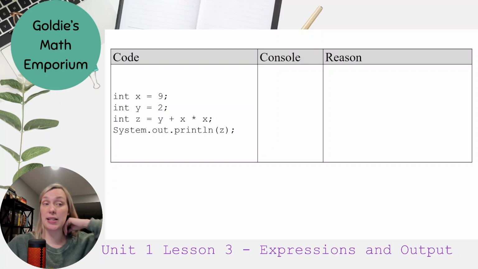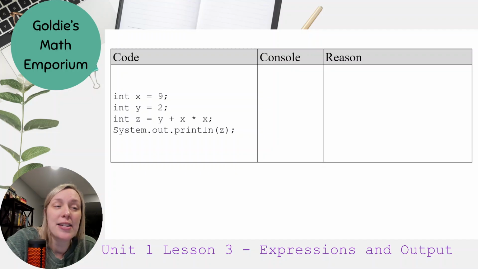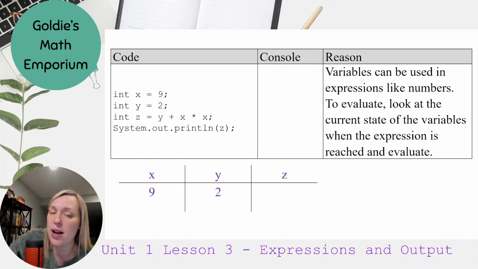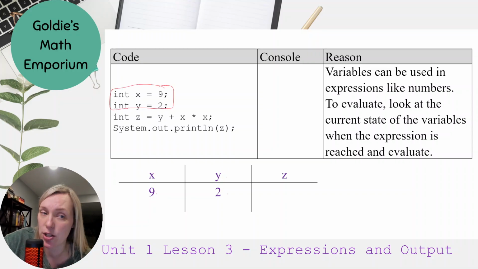Here's another way you might see expressions. I have an x, y, and a z. And variables in this situation are used in expressions like numbers. So I have 9 being stored in x. I have 2 being stored in y. So this is sometimes what I do to help organize what is being stored in my variables. So I'll say, okay, x gets a 9, y gets a 2. And those are my first 2 lines of code right here. 9 gets stored in x, 2 gets stored in y.